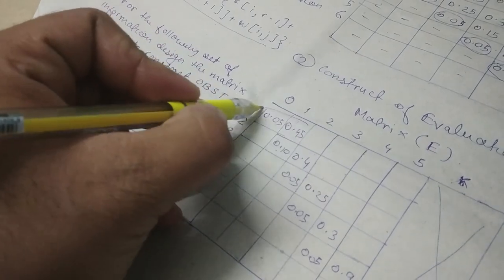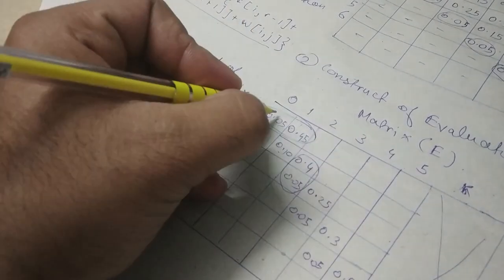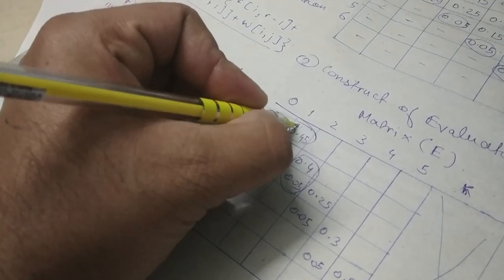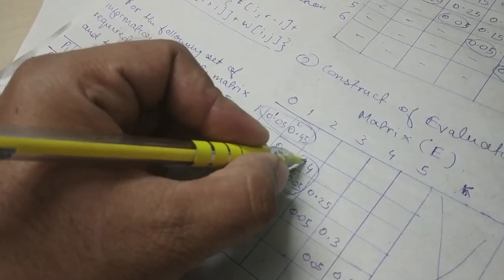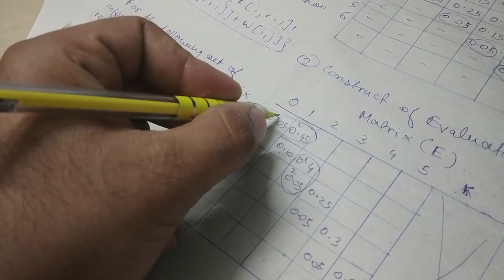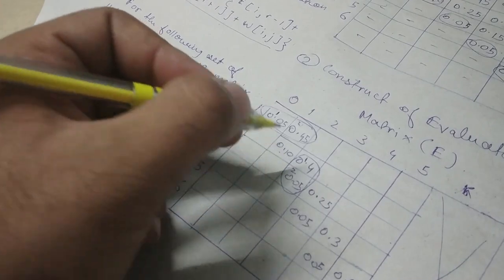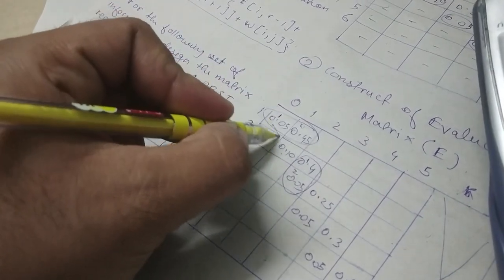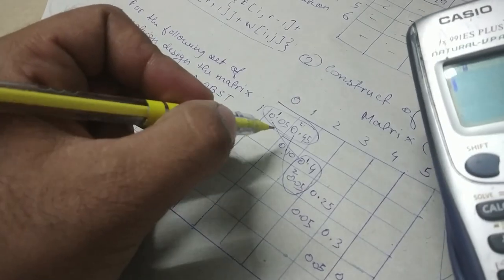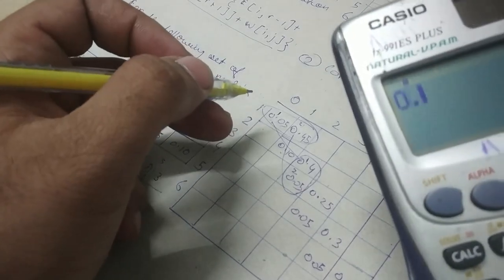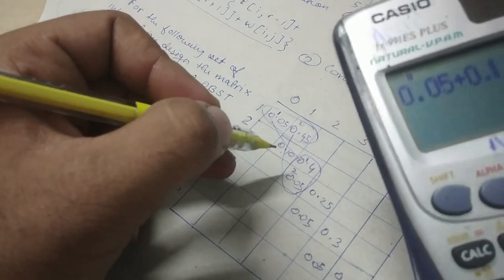So we are getting here 2 values. We are getting here 2 values. So number is like 1, 2. Assume this. Okay? Assume this 1. Assume this 2. Assume this 1. Assume this 2. So we have to add this to this. This to this. Okay. So I am adding 0.05 plus 0.4.